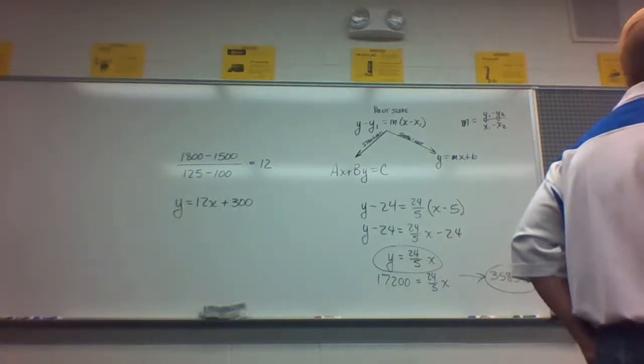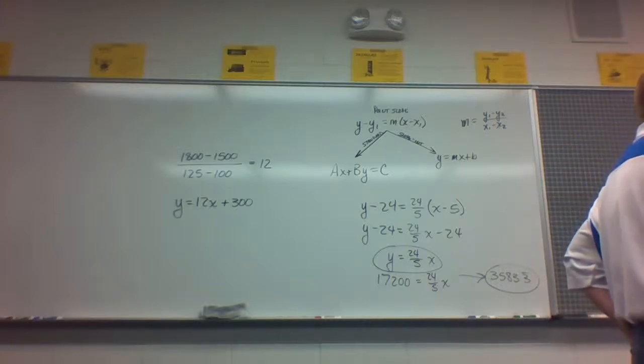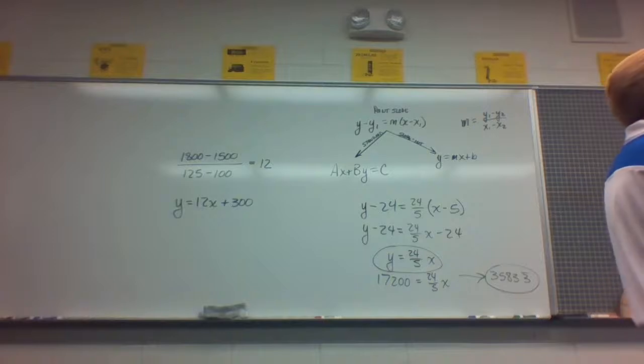Lakeside. No, wait, Sunview. Look at Sunview's equation. What do they charge per student? 10. That's the slope for them. Okay? But notice they charge more up front, which means eventually they're going to cross.